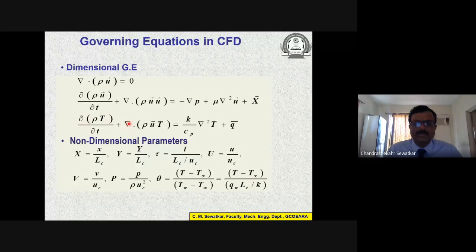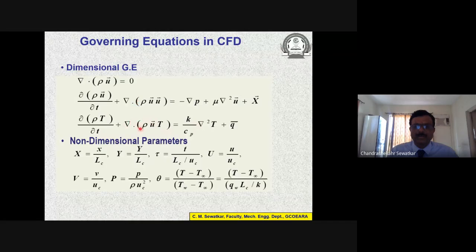Then I have an energy equation, which was introduced by Professor Sharma and Professor Namgaonkar as well. It is del by del t of rho T plus divergence of rho u vector T is equal to k by Cp grad square T plus Q bar, wherein Q bar is the heat generation rate. This term represents the heat conduction. This is the convection of heat, and this is unsteadiness in the system. So this is unsteadiness, convection.